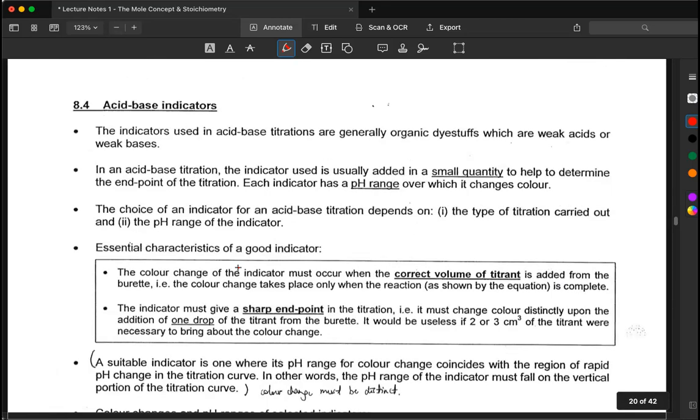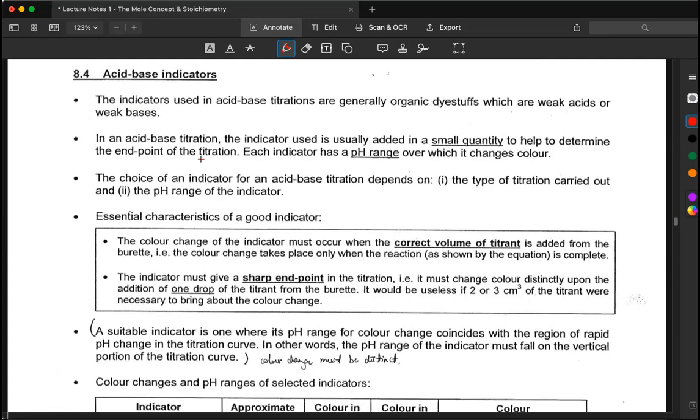Now, the indicators used are in general organic dye stuff, which are actually weak acids and bases. And we don't add in large quantity. We only add a small quantity. If not, it will affect the accuracy of the titration results. So the indicator has a pH range over which it changes color. The choice of the indicator depends on the type of titration. Is it strong acid, strong base, weak acid, weak base, weak acid, strong base, etc.